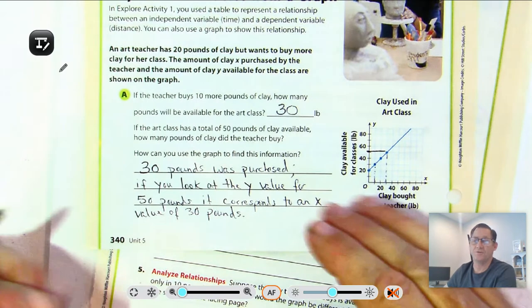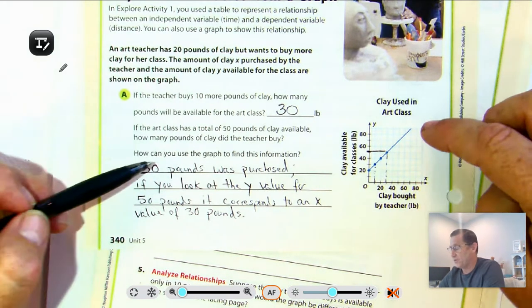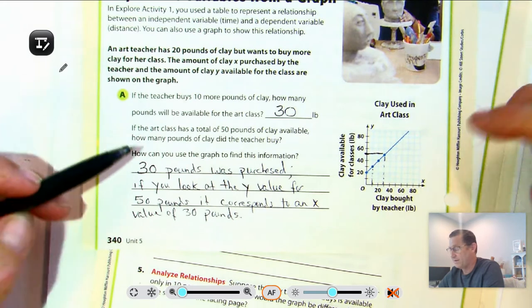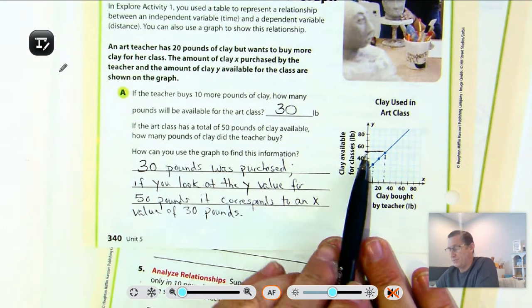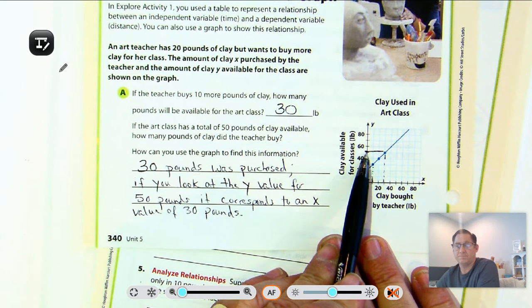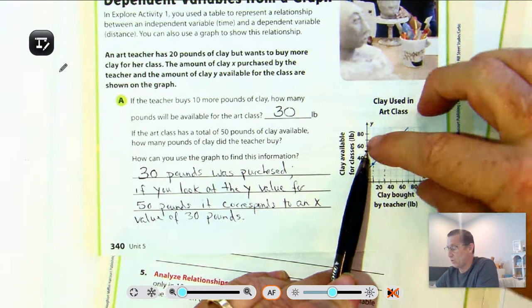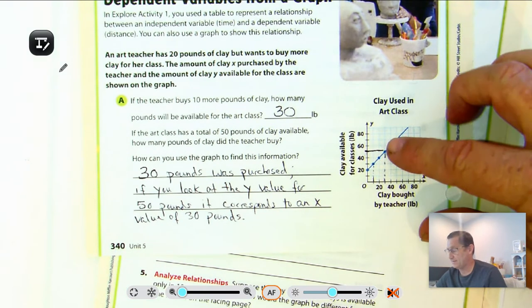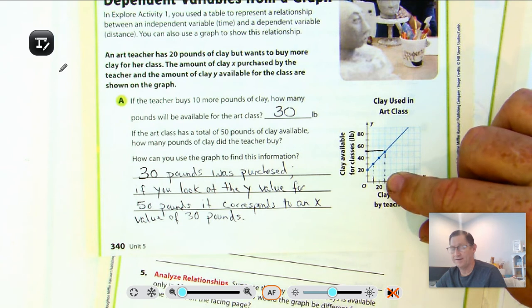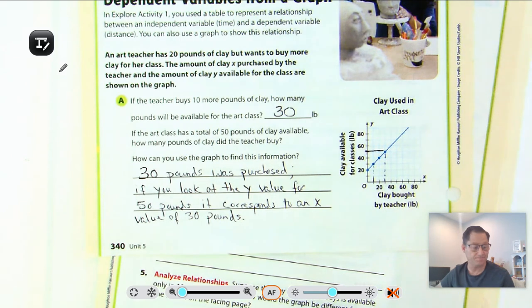All right, so how can we use the graph to show that? So we know that 30 pounds was purchased. How do we know that? Because if you look at the Y value for 50 pounds, that's 50 pounds right there, what is its corresponding X? And so as we go down, we see that it meets at 30 pounds.